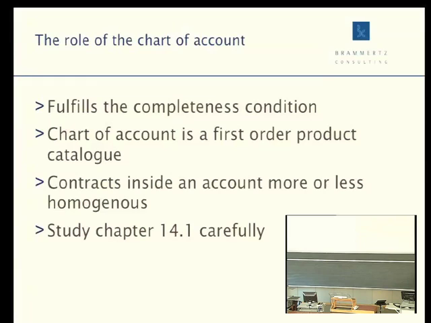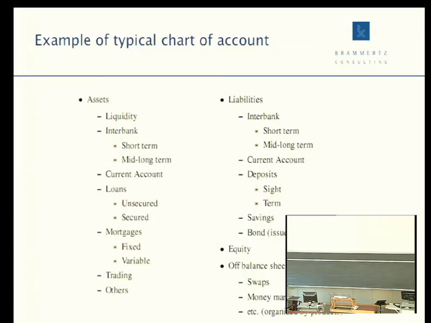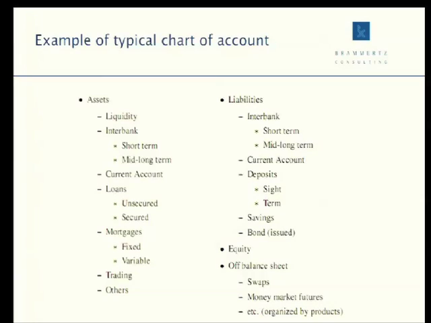We said already it's a chart of a first order product catalog. And we know once we have got all the data, we know we have the full balance sheet. All the contracts are there. So the starting condition is complete. So what we have to do now is giving conditions how it will continue.